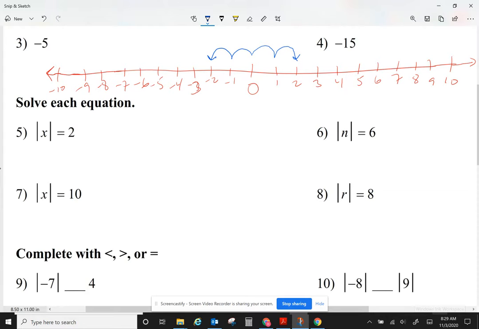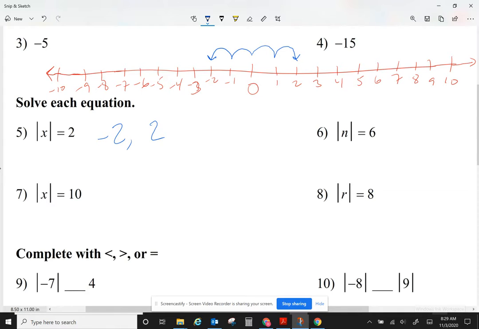I notice I happen to get -2 and +2. I have two numbers, so that is exactly what I'm going to type: -2 and +2. That's my answer. Now, if you type in the negative number first or the positive number first, it doesn't matter. You will be correct. It doesn't matter the order.